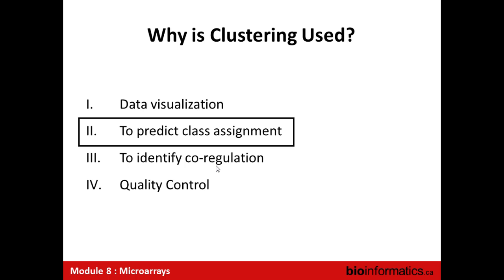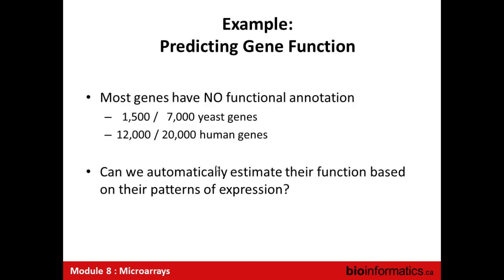Let's talk quickly about class assignment. For most genes, we don't know their function. There are about 1,500 yeast genes without assigned functions, and about 12,000 where all we have is electronic annotation. So 1,500 in the most studied organism, yeast, is quite shocking. So you might think you might be able to come up with good inferences about their function just based on patterns of expression.